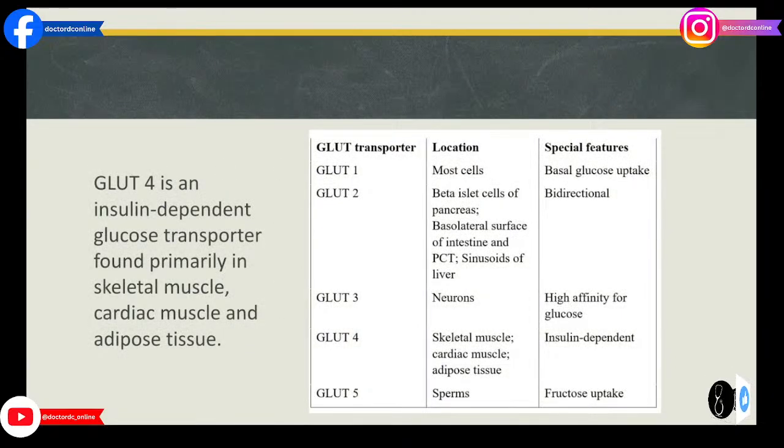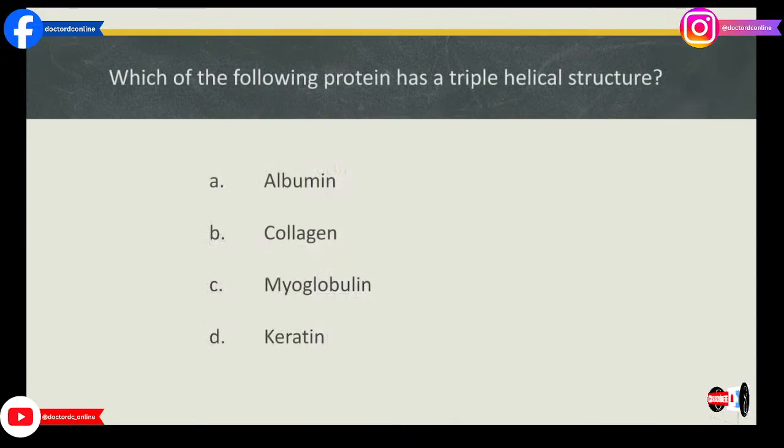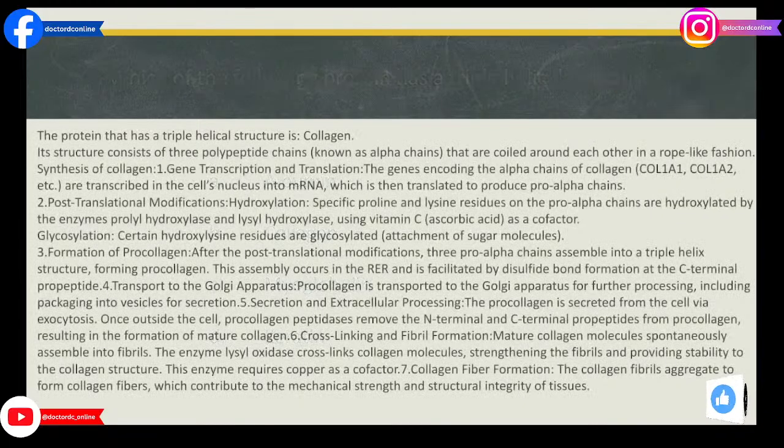In question 45, which protein has a triple helical structure? Option A, albumin, option B, collagen, option C, myoglobin, or option D, keratin. Collagen consists of 3 alpha chains in a triple helix. The correct answer is option B, collagen.